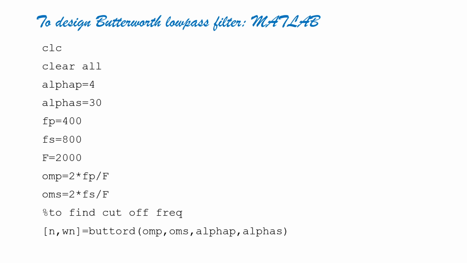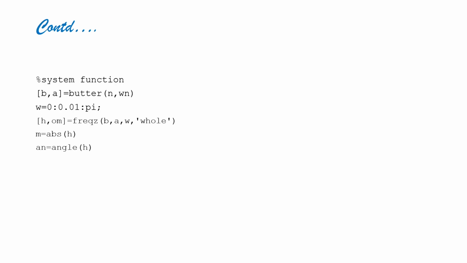Now omega p equals 2 pi into fp by f, omega s equals 2 pi into fs by f. Now to find the cutoff frequency, the command available in MATLAB is buttord, within brackets omega p, omega s, alpha p, alpha s, from there we can find the omega n. Now the system function is written for the Butterworth filter: b, a equals butter(n, omega n). I just wrote the range of omega, it is 0 to pi.